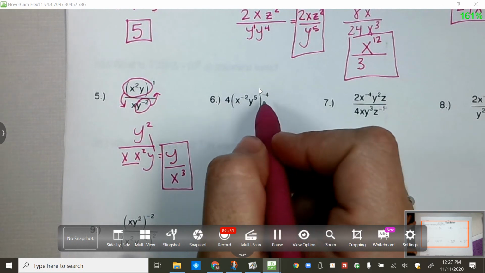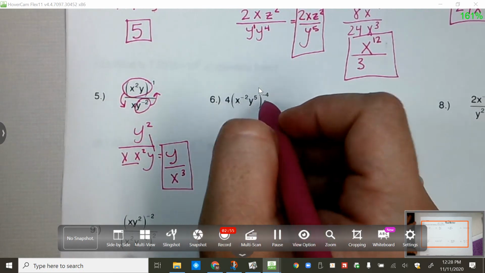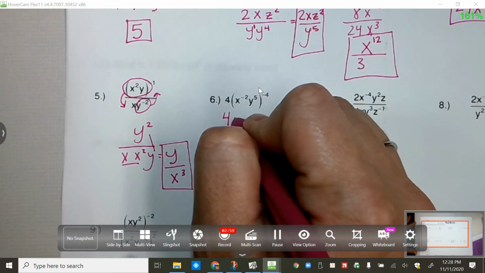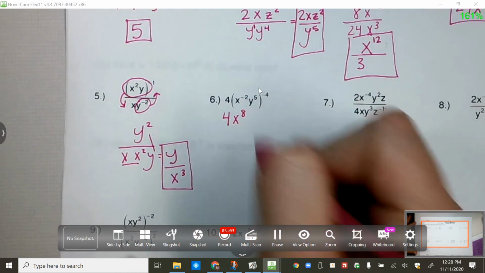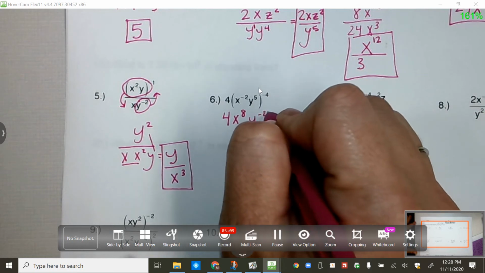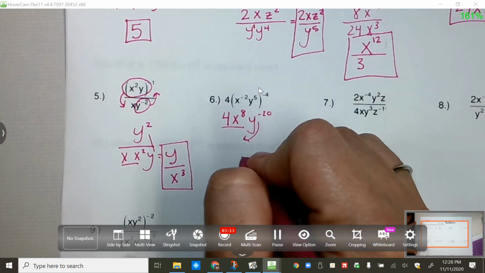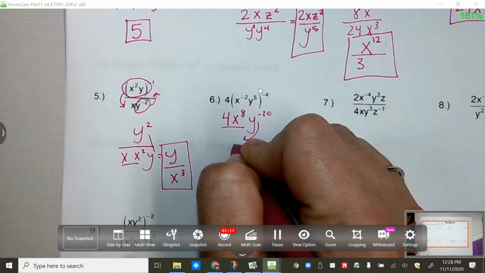Okay, here this whole thing is to negative 4. Well, I'm going to go ahead and multiply in. So I get 4, and then I get x to the positive 8, because remember we multiply. Okay, and then I get y to the negative 20. Well, that just means I need to move it down. So I get 4x to the 8th over y to the 20th power.